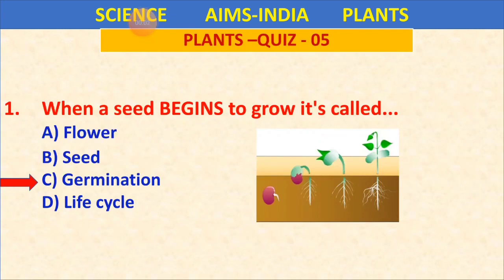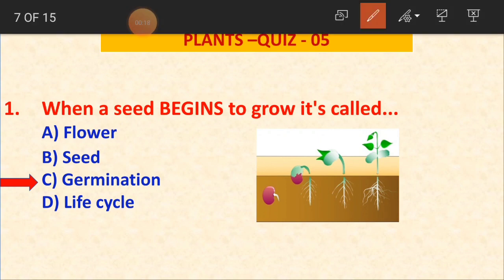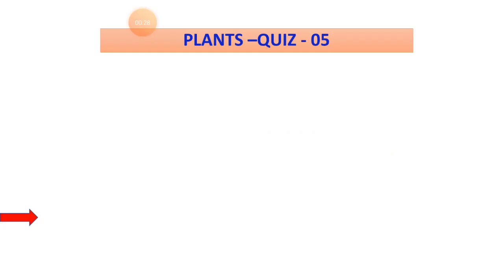Let us revise about plants in the form of questions and answers. Okay, children? When a seed begins to grow, what is it called? It is called germination. I said, no, it is going to germinate. That is germination. Okay.